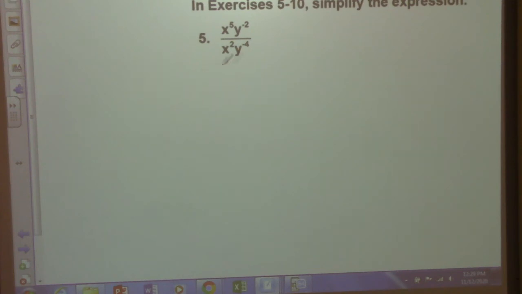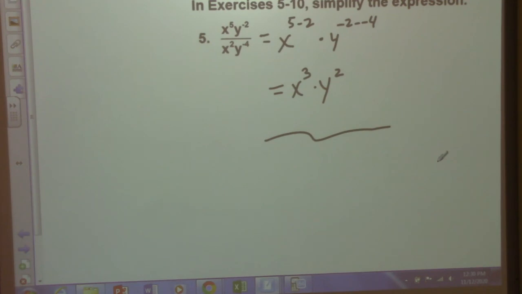And basically what you're doing is, using the quotient property, this is going to be equal to x to the power of 5 minus 2 times y to the power of -2 minus -4. And 5 minus 2 is 3. So we get x to the third power, and -2 minus -4 is 2. So this would be our answer for number 5. Does that make sense, Riley?